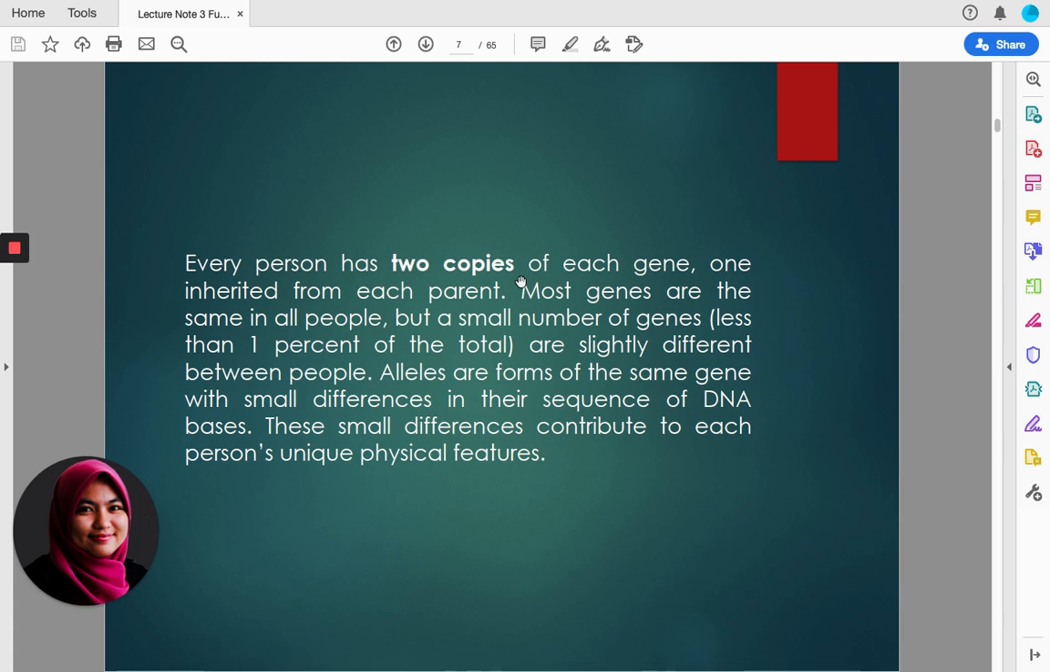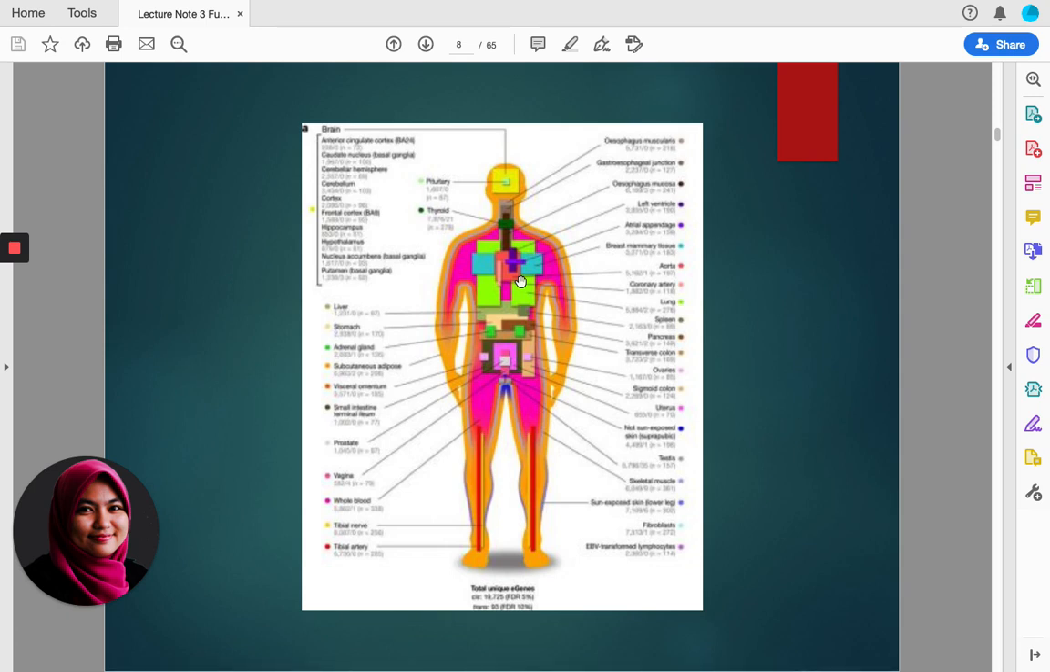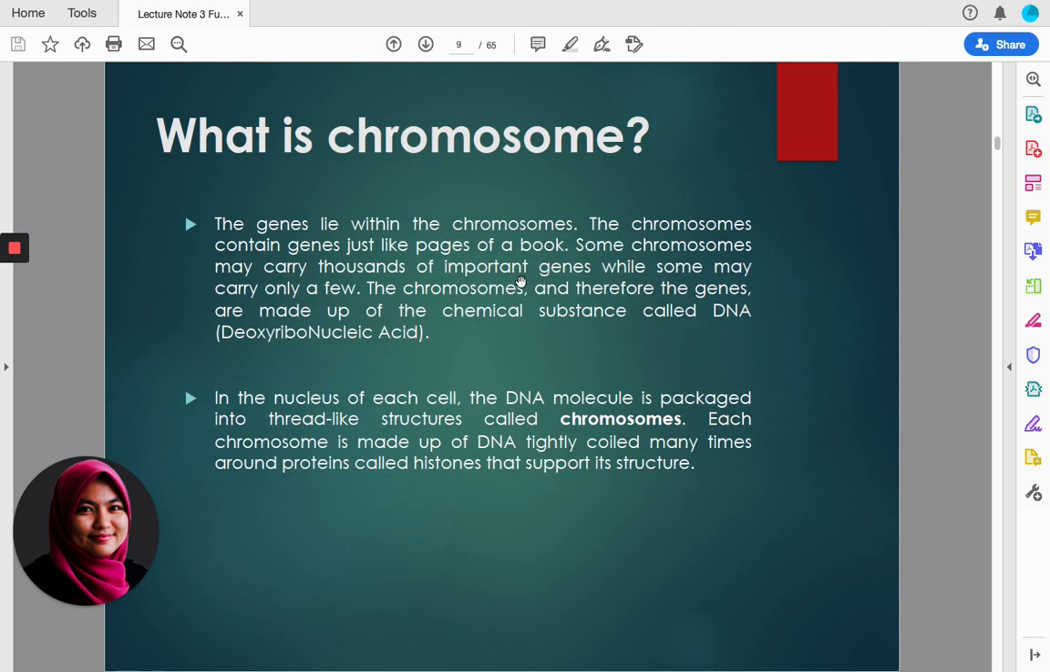For example, some people, like Caucasians, may have blue eyes, very fair skin color, and blonde hair or maybe brown hair. This is an example of how many genes we have in our body. Every part of our body contains different kinds of genes.